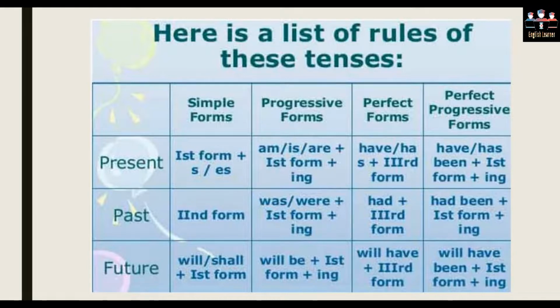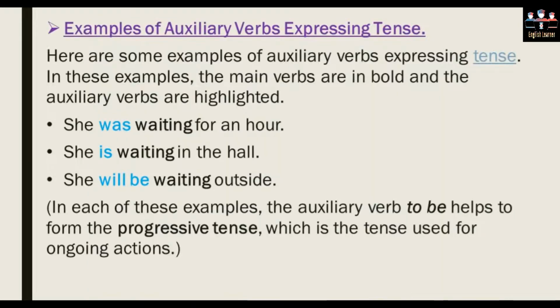This was the comprehensive look at all three auxiliaries functioning as tenses. Now we are going to have a look at the examples expressing the tenses. Here are some examples of the auxiliary verbs expressing tenses. In these examples, the main verbs are in bold and auxiliary verbs are highlighted.